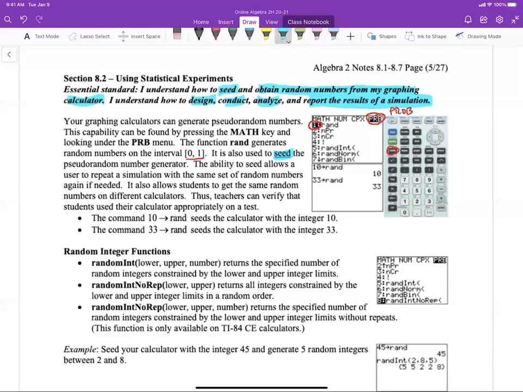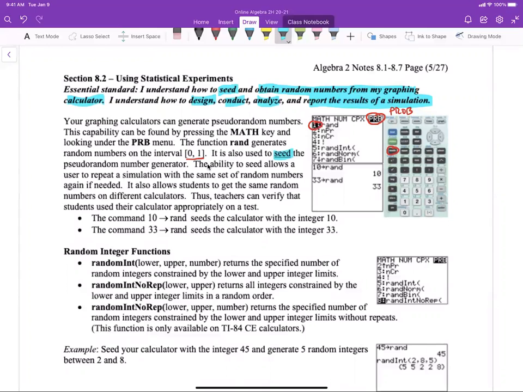So let me give you an example. Maybe it starts and adds 900, then subtracts a number, and then adds and subtracts to generate that. The seed number just tells it where to start. So the ability to seed allows a user like yourself or other students to repeat a simulation with the same set of random numbers again if needed. If you use the same seed, you set a number, and have the calculator spit out a list of random numbers, you'll get the same exact random numbers. So they're random, but they're not truly random.